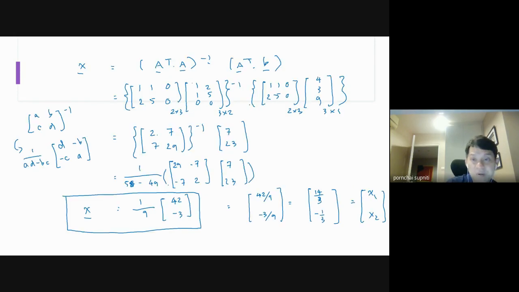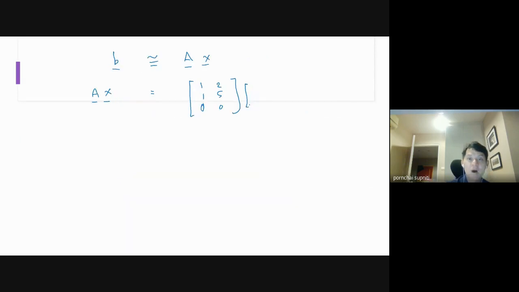So what is the approximation? Because we say that b is around Ax, right? So I need to multiply this out. This Ax is the approximation of b, because A is what? 1, 1, 1, 1, 1, 0, 2, 5, 0, okay. And for x, let me see from the previous page, I have 14 and minus 1, with the 1/3.